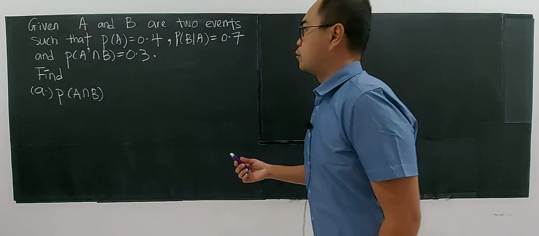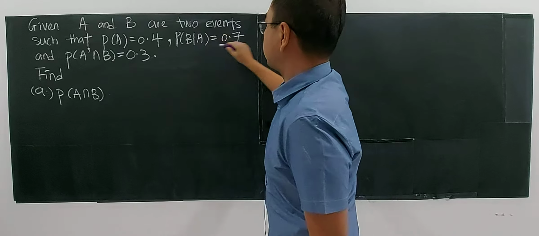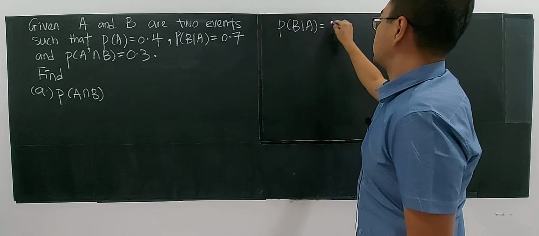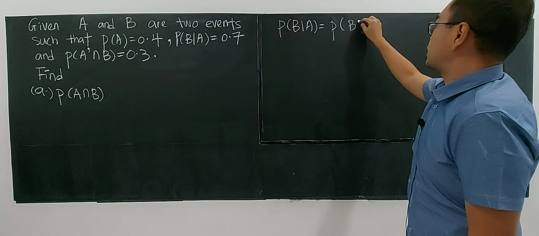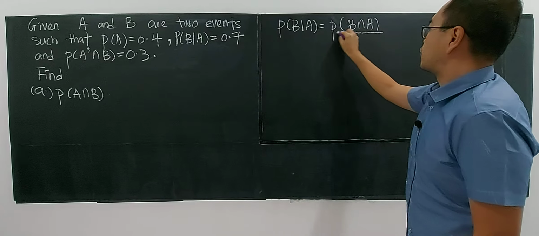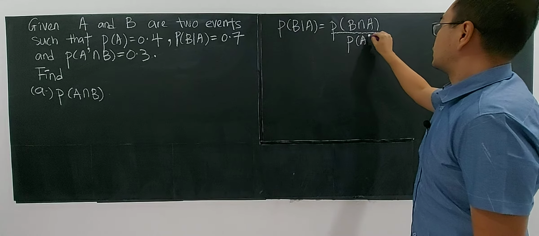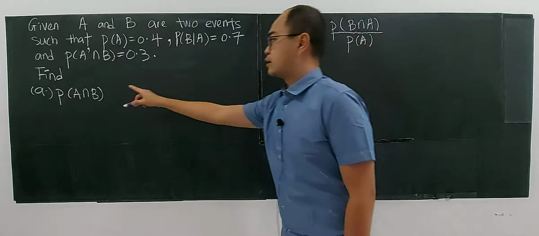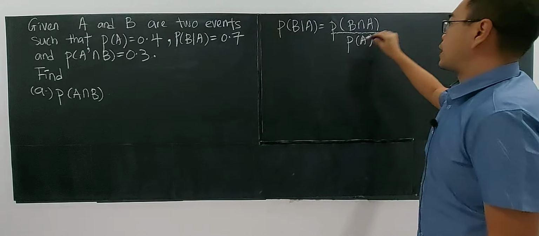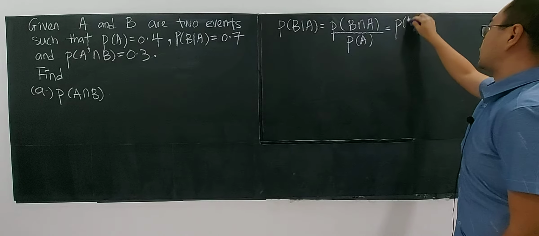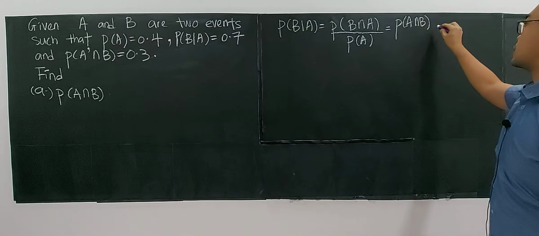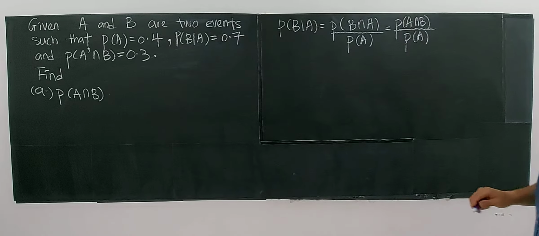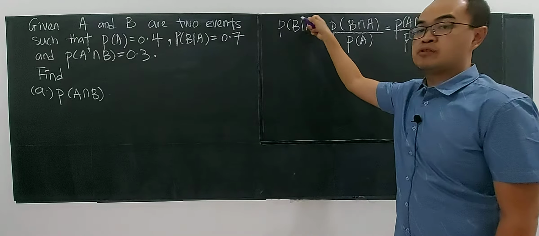Of course we need some formula here. As we have P(B given A), it is defined to be the probability of event A intersect with event B divided by the probability of event A. So from here we can find A intersect B. B intersect A and A intersect B represent the same thing. So P(A intersect B) divided by the probability of A is defined to be the probability of B given A.